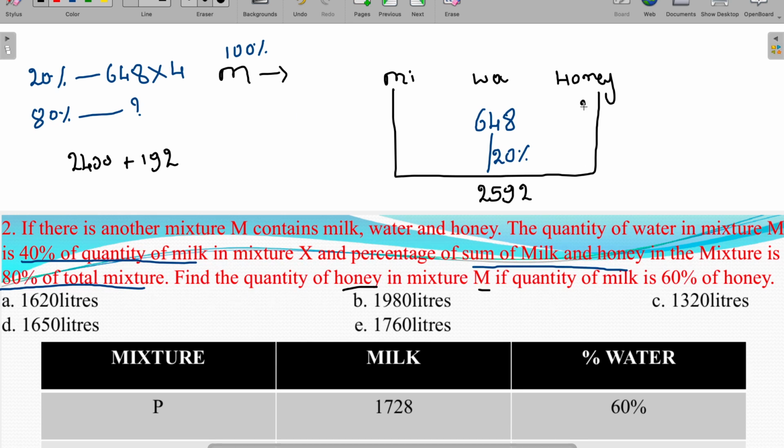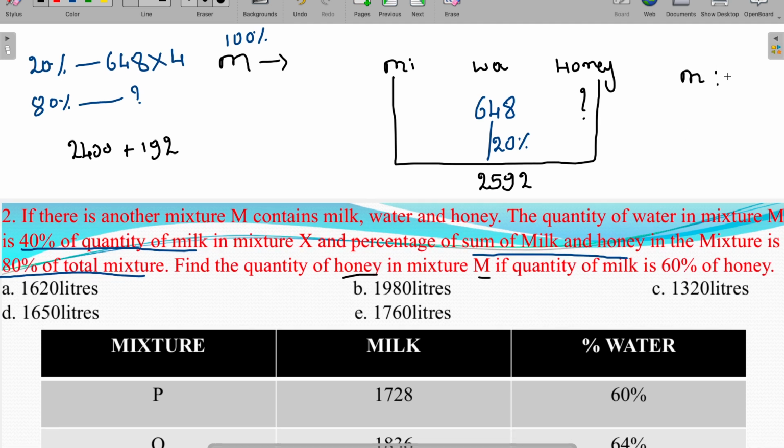I need to find out this value, but the quantity of milk is 60% of honey. So the milk to honey ratio they have given, 60% means 3 by 5. Honey is 5, milk is 3, because milk is 60% of honey, which means milk and honey total 8 parts. 8 parts is equal to 2592, because milk plus honey will be 2592. Then I want to find out 5 parts, because that is the only question. So 1 part is equal to, 8 3s are 24, 8 2s are 16, 8 4s are 32. So 324 into 5. Any number multiplied by 5 means half of this number, that will be 162 into 10. So your answer will be 1620.